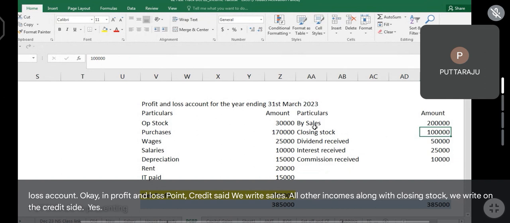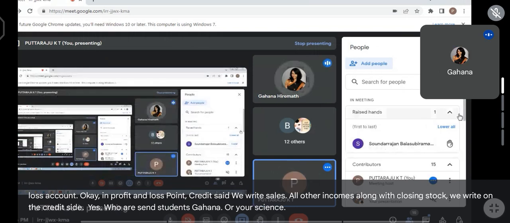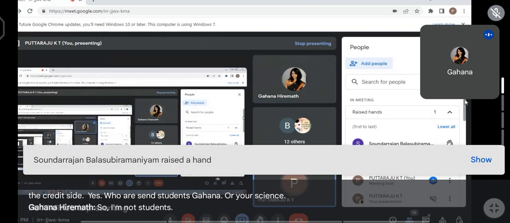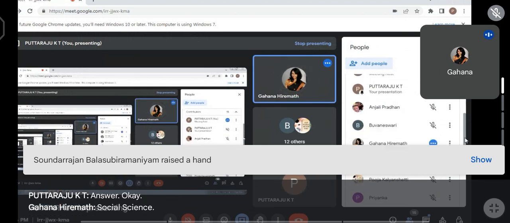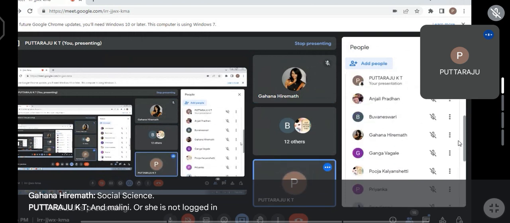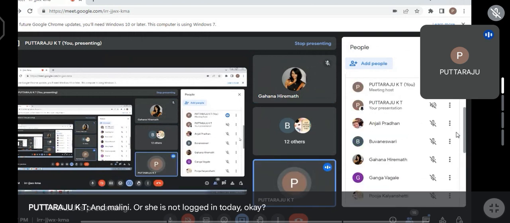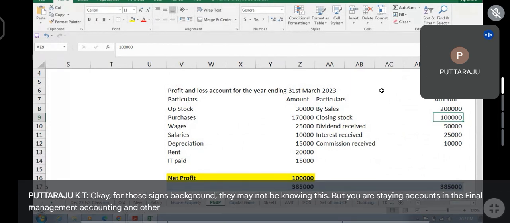Who are science students? Ghana, are you science? Sir, I'm an arts student, sir. Maths. Arts. Student. Social science. And Malini, she is not logged in today. Who else is doing this? But you are studying accounts in finance, management accounting and other subjects. I think you have final accounts. I don't know, I haven't seen the syllabus.